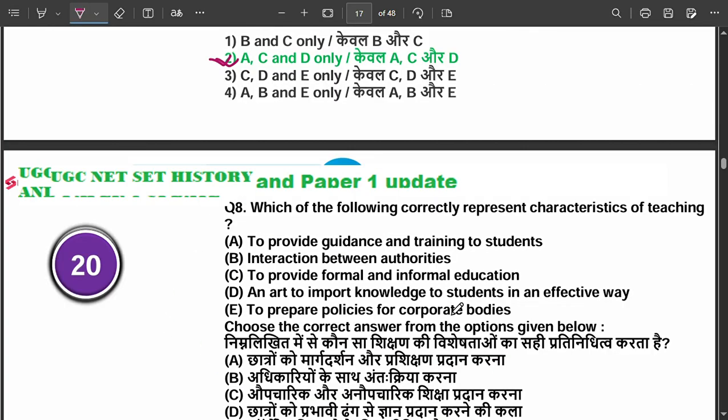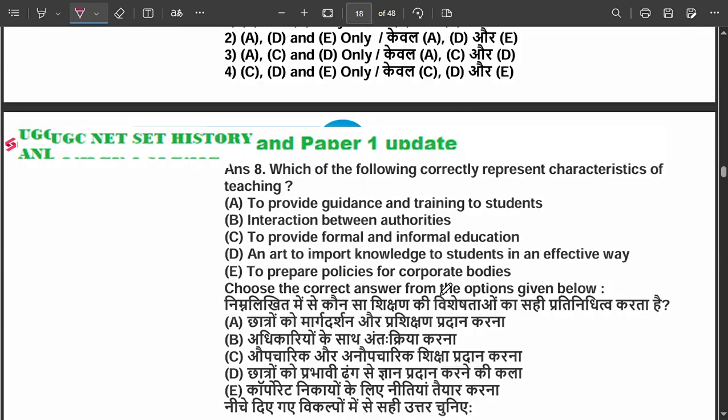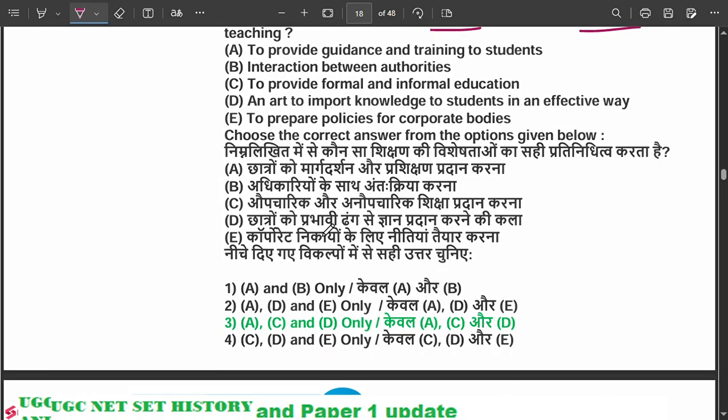Next, question number 8. Which of the following correctly represent the characteristics of teaching? A. To provide guidance and training to the student. This is correct.